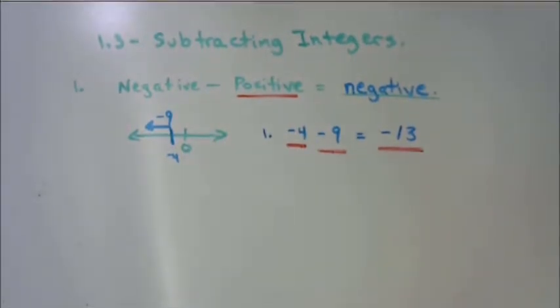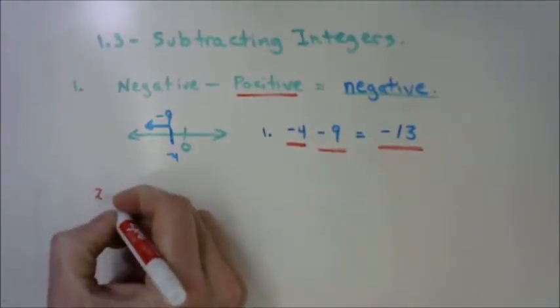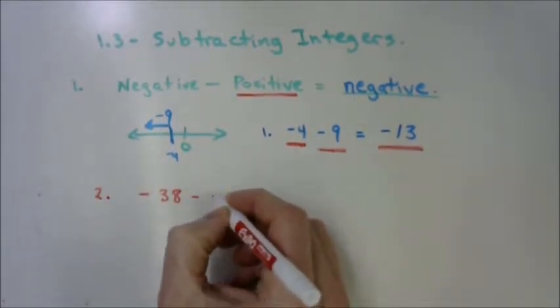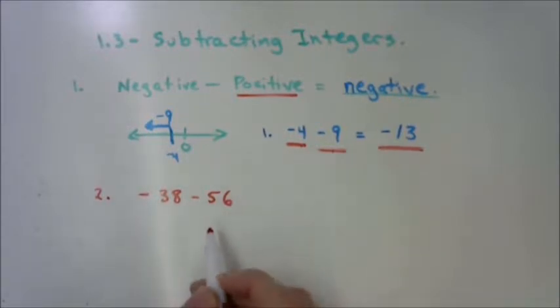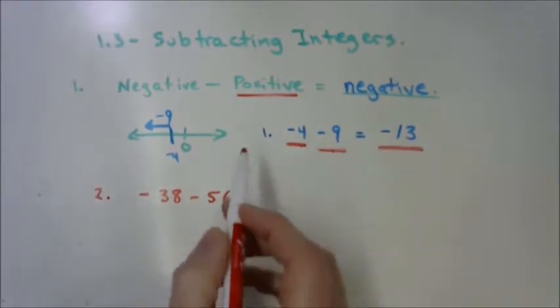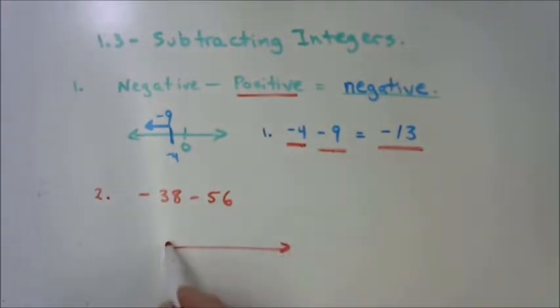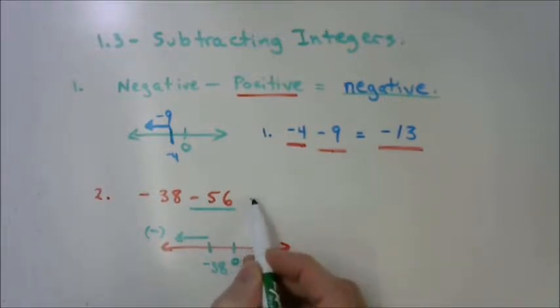Okay, let's look at number 2. You're starting at negative 38, and you're subtracting 56. Now 56 is a positive number, but we're subtracting it. So if we have our number line here, and we're starting at negative 38, which way are we moving if we're going to subtract 56? We're going to move further into negative territory. Okay, so our final answer is going to be negative.